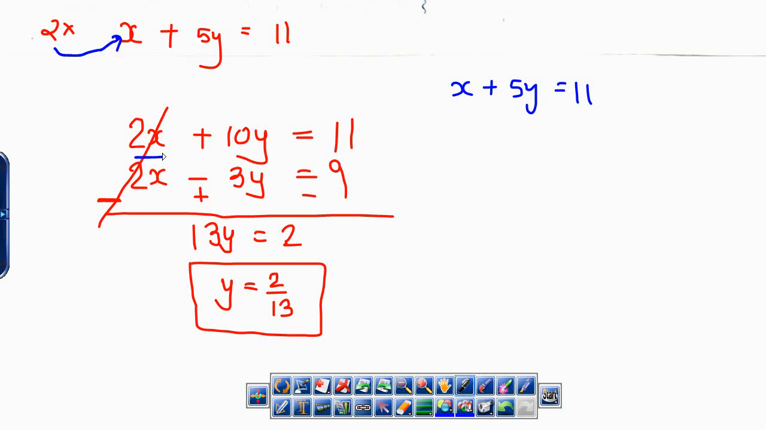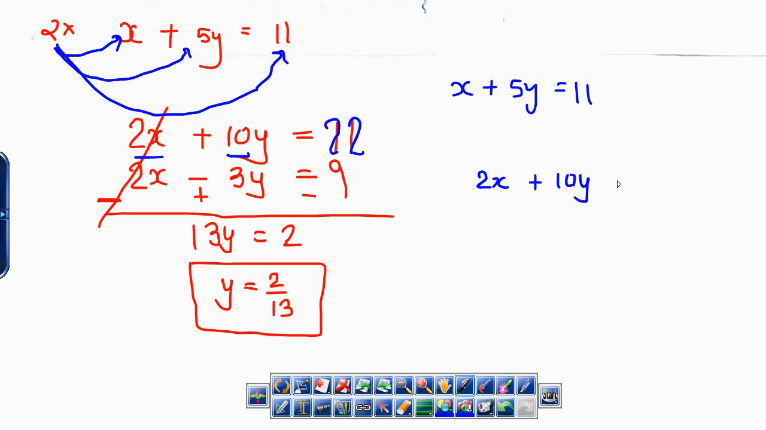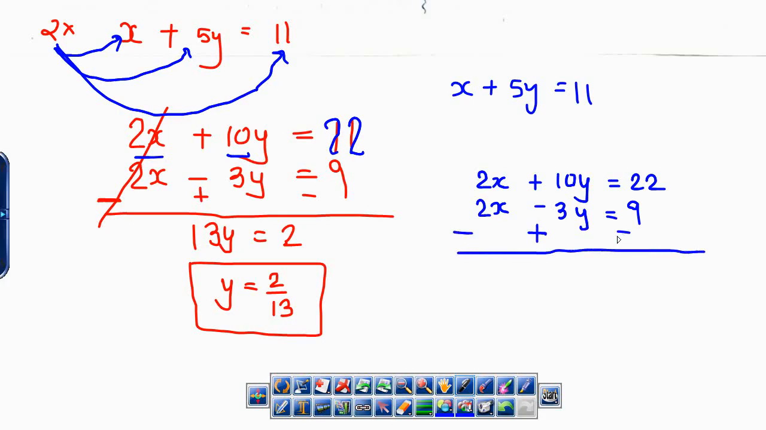2 into x is 2x, 2 into 5 is 10, but 2 into 11 is 22, that is what should have been written. Therefore I am redoing the sum. 2x plus 10y is 22 is the first equation. Second equation is 2x minus 3y is 9. Sign change, sign change, sign change. 10 plus 3, 13y. 22 minus 9 is 13. y is equal to 1.